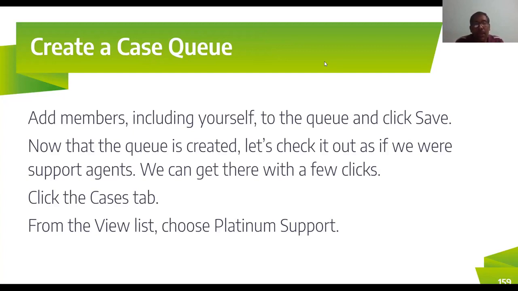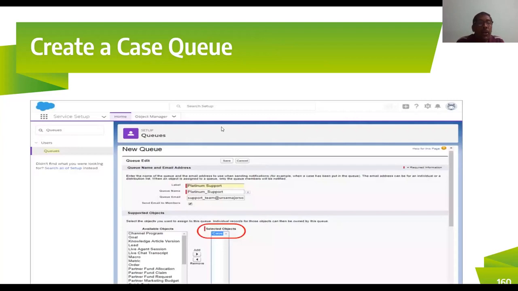Now the queue will be created. Now let's check it out as we are a support agent. We can get there with a few clicks. Now click on the case tab and, from the view list, select Platinum Support. So like this, you're going to click on queues. Now go to service setup, and under the quick find box, type queue, so that you can click on queue here and click on new queue here, and you're going to enter the label Platinum queue and the queue email support at team.